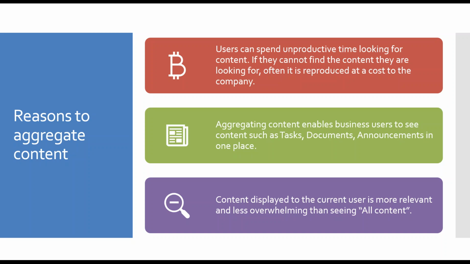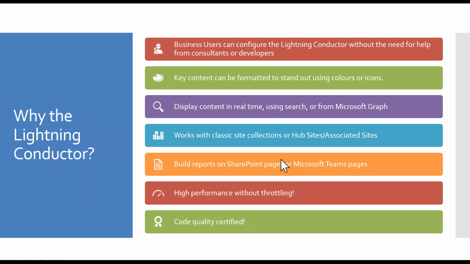So with the Lightning Connector, you can aggregate content from lots of different places, and you can build the view in the way that you want to see it. So that information is coming to you. It's either filtered or it's highlighted to show you what's relevant to you as well. And like I said, that one place that it's aggregating doesn't have to be SharePoint anymore. It can also be Teams as well if you want to see it there.